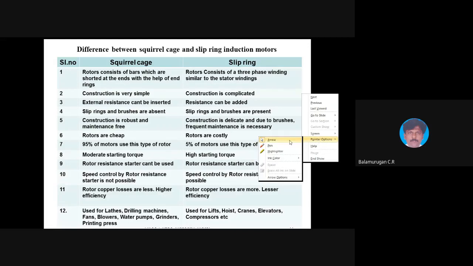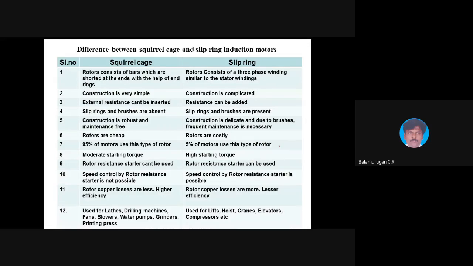Why is this construction complicated? Because we are using slip rings, brushes, and external resistance. So the construction will be complicated. Here we will have only copper bars, and additional components will be connected in the slip ring motor.